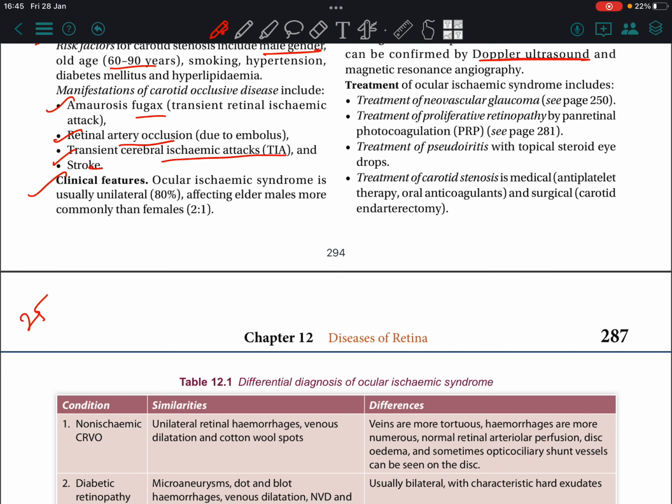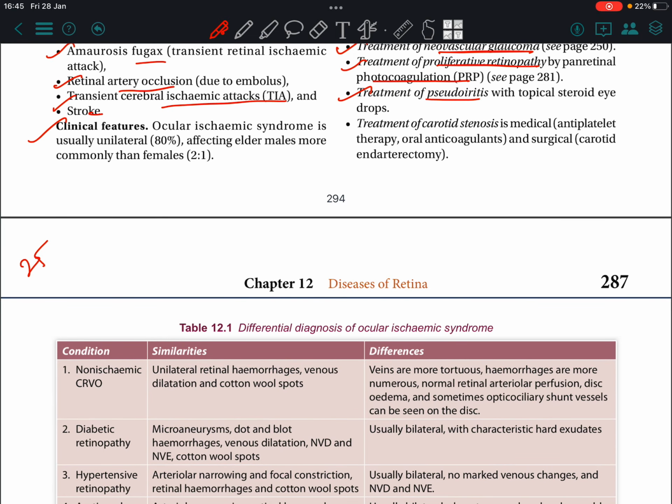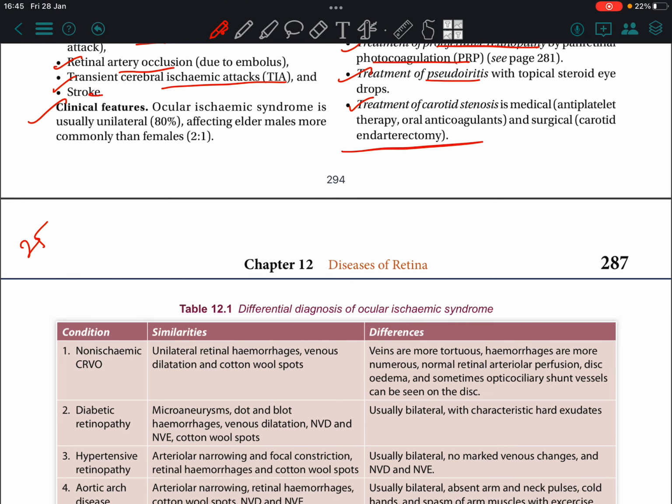Treatment of ocular ischemic syndrome includes treatment of neovascular glaucoma, treatment of proliferative retinopathy by pan-retinal photocoagulation, treatment of pseudouveitis with topical steroid eye drops. Treatment of carotid stenosis is medical and surgical carotid endarterectomy.